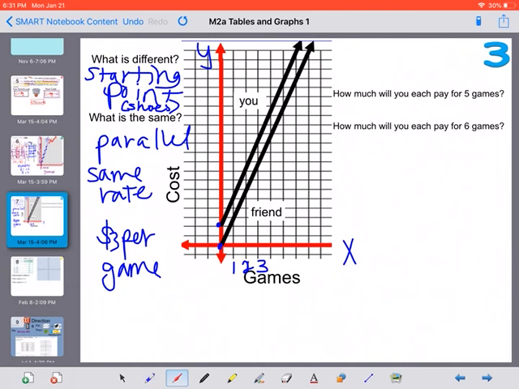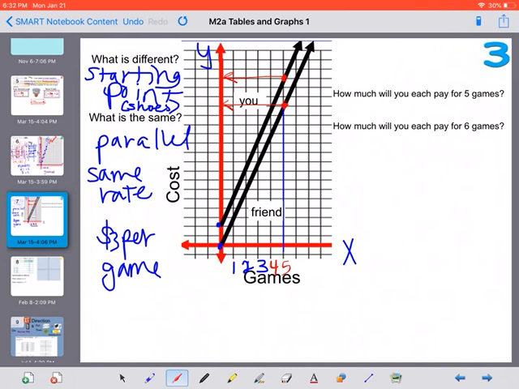So if we look at our other 2 questions, how much will you each pay for 5 games? If we go out to 5 games here, we could follow this up to you and your friend, looking to see where the lines cross. So for 5 games, your friend is right there and you are right there, looking for where it crosses a nice corner of our graph. We'll follow this to the left to figure out how much money that person has to pay, and how much money that person has to pay.